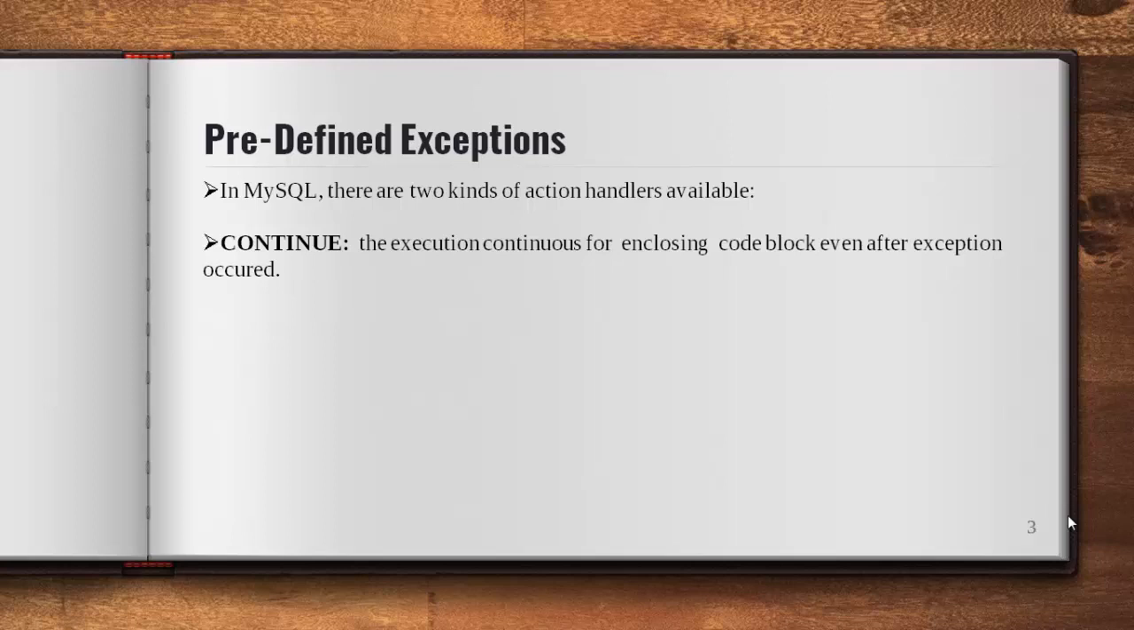Number one is continue. The execution continues for the enclosing code block. That is, if an exception occurs, the program won't stop. The program just continues with the next statement that is to be executed, because we gave the action handler as continue. But if you give the action handler as exit, the program terminates. It will not go and execute the next consecutive statement. So this is the main reason why we are using continue and exit.